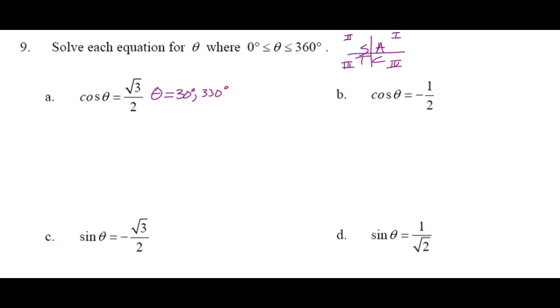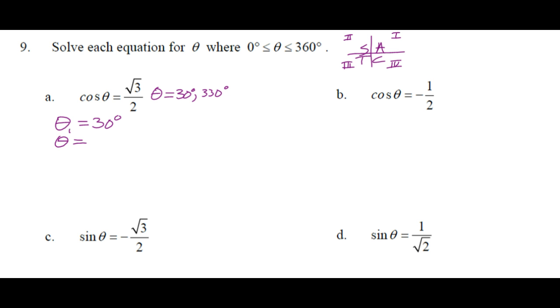We have memorized the first quadrant of the unit circle. So we say, okay, cos theta is root 3 over 2. First quadrant of the unit circle, theta is 30 degrees. The first quadrant angle is also known as the reference angle. So I need a reference angle of 30 degrees in quadrant 4. What do I do in quadrant 4?